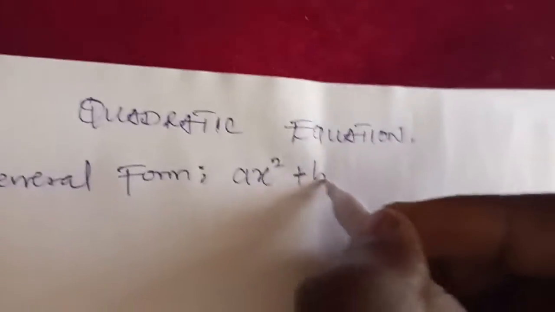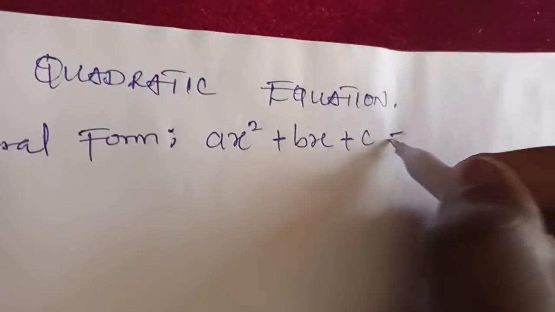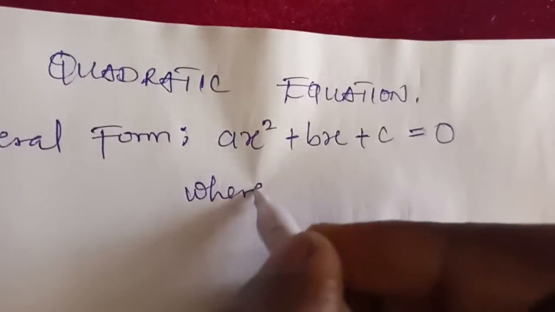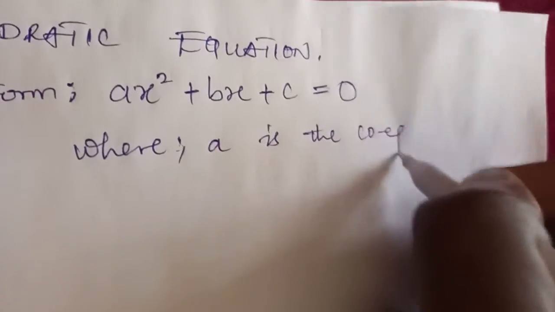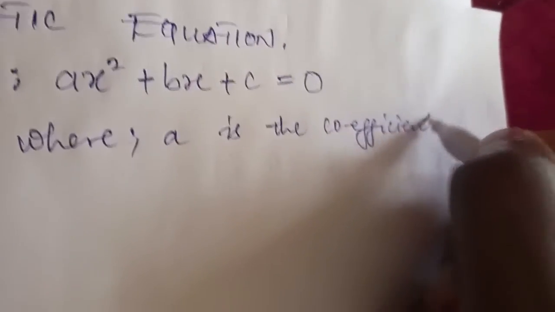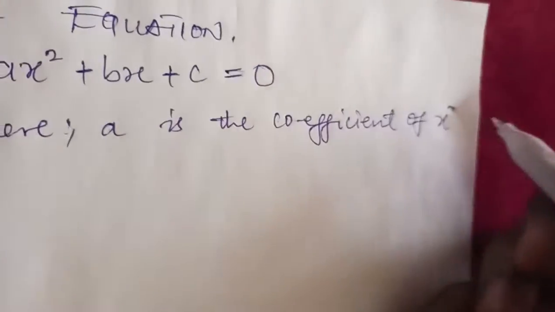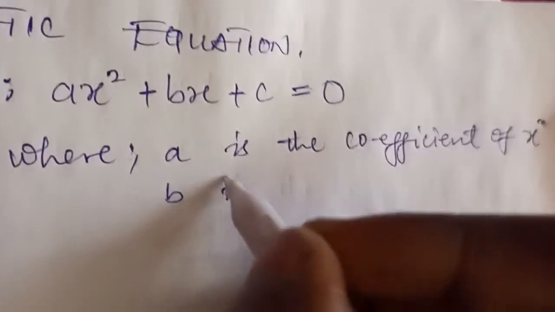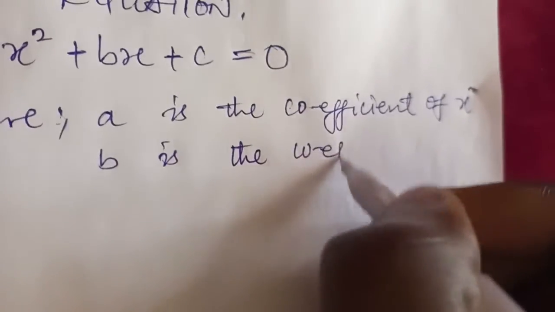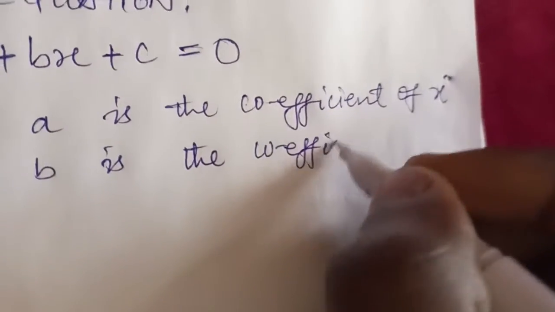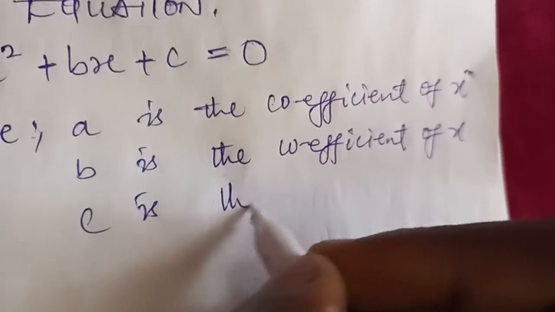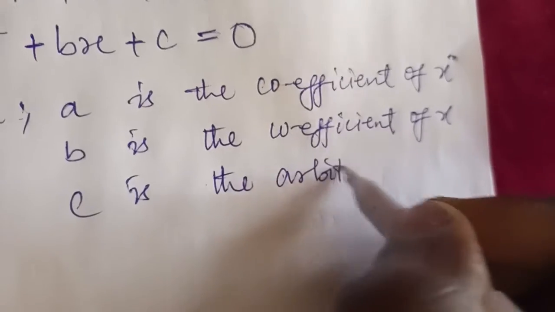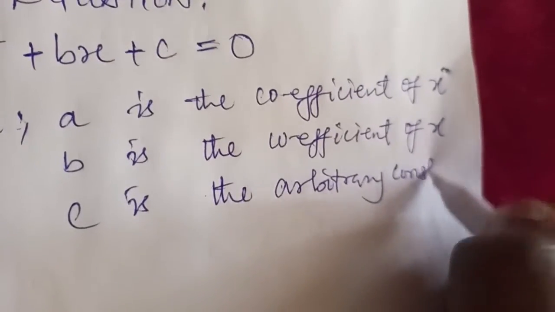ax squared plus bx plus c equals 0, where a is the coefficient of x squared, b is the coefficient of x, and c is the arbitrary constant. So this is what we have.